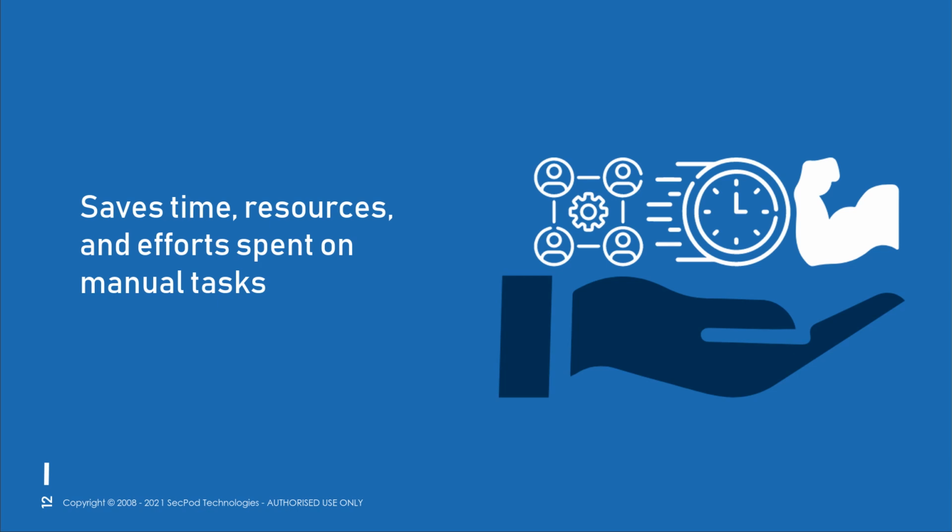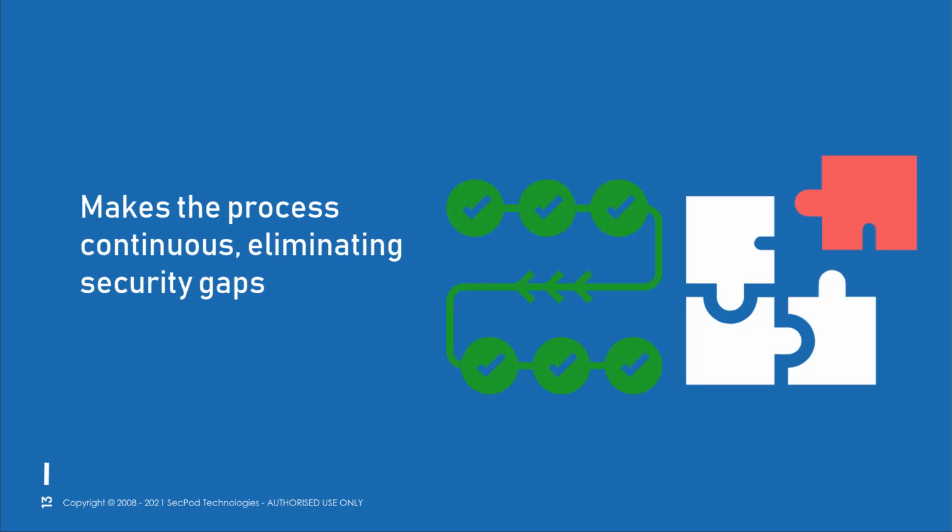Now moving to the next benefit: automation makes the entire process continuous and eliminates the security gaps. The moment you implement an automation framework in your network, vulnerability management becomes a seamless process. You can easily schedule the vulnerability management process, right from scanning to remediation, and this process will happen continuously in the background without interrupting the users. So, this is also one other important benefit of automating vulnerability management.